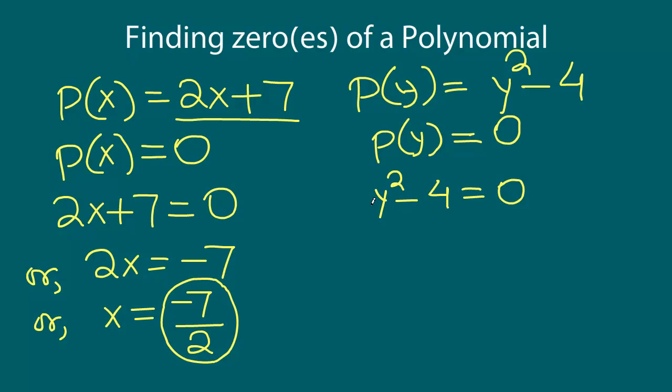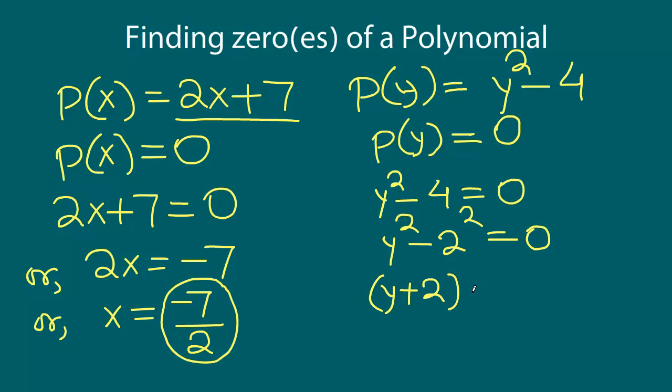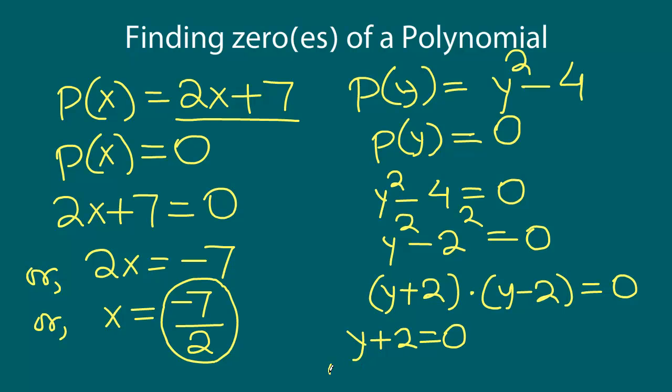Now we can write y squared minus 4 as y squared minus 2 squared equals 0, because 4 is nothing but 2 squared, and this is in the form of a squared minus b squared. So we can write this as (y plus 2) times (y minus 2) equal to 0. When we have a product of two numbers equal to 0, this can be 0 or this can be 0. If this is 0, from here we get y equal to minus 2. And if this is 0, then we get y equals plus 2.